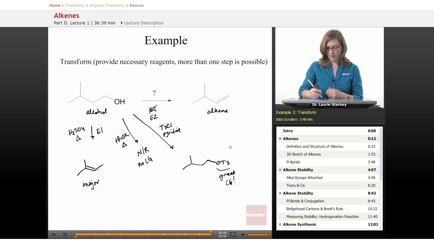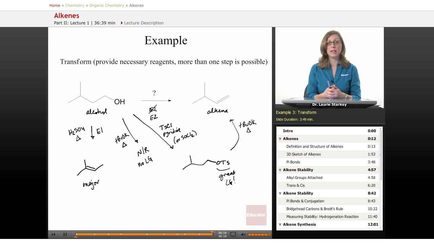And now that you have this great leaving group, now you can treat it with TB-toxide and heat and do the E2 elimination. Okay, if you don't want to do the tosylate, you can maybe use something like thionyl chloride, SOCl2, or PBr3 to convert it to a bromide or a chloride. Okay, then we have a good leaving group and we can do an E2 elimination.